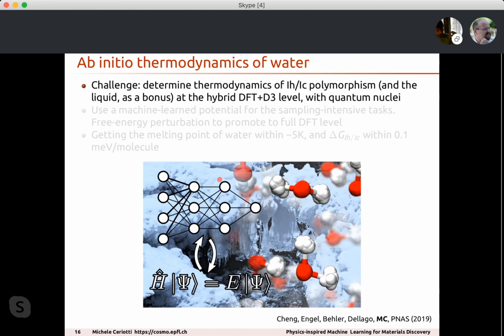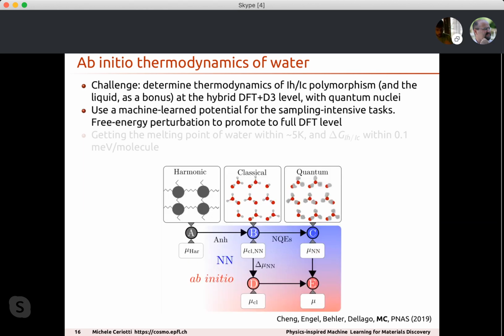The problem is that the two free energies are so close that in order to be able to compute that to a sufficient level of accuracy, you need at least hybrid DFT reference calculations, as well as full thermodynamic sampling of proton disorder, classical and quantum fluctuations of the nuclei. Doing these thermodynamic integration and averaging over different proton disorder states by first principles is completely impossible.